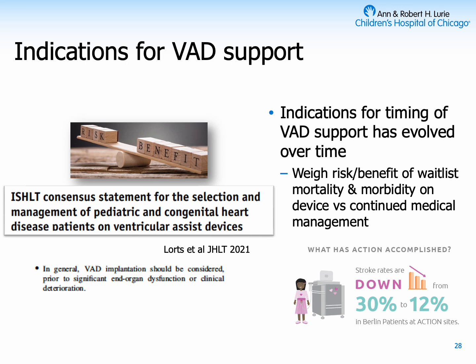And the threshold for intervention has evolved over time as devices have improved and our management strategies while on device have evolved. Historically, for example, the stroke risk on the Berlin heart was 30%, but now with the use of bivalirudin as the anticoagulation agent of choice and some various multi-center quality improvement initiatives, that stroke rate has decreased to around 12%.